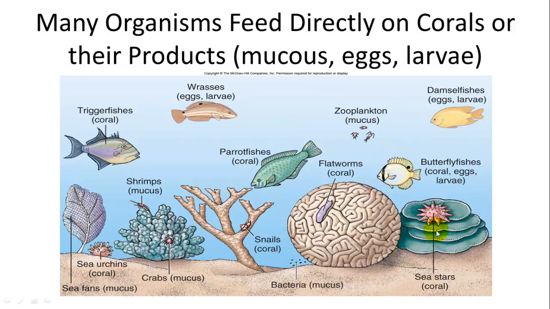And then a diversity of other organisms which are able to eat it as well. So some bacteria will eat the mucus, crabs will eat the mucus, sea urchins will eat the coral themselves. The wrasse will eat the eggs and the larvae as they sexually reproduce. So lots of different things depending on the coral for not only food but structure and habitat, and that's why it's so diverse.